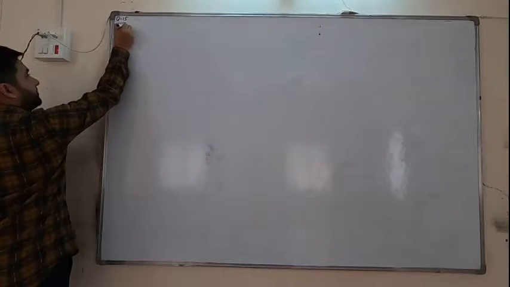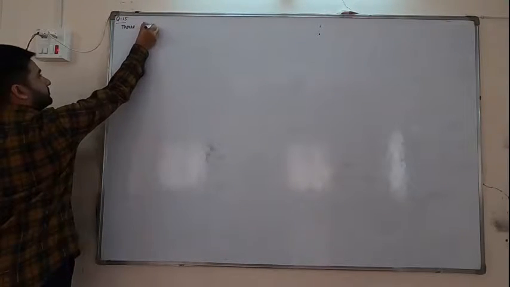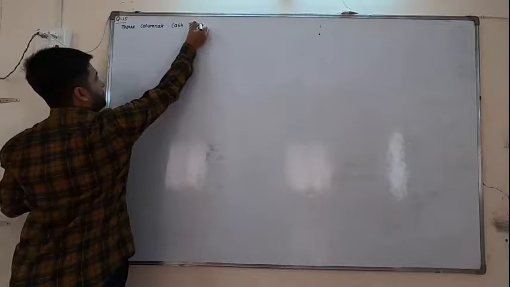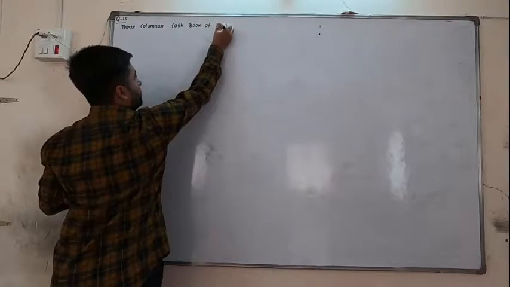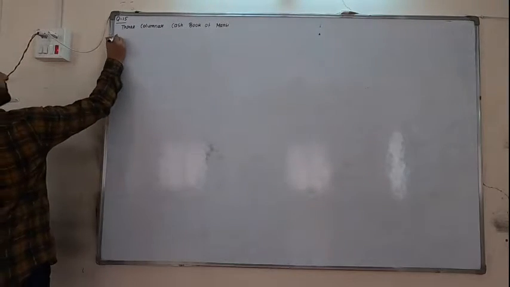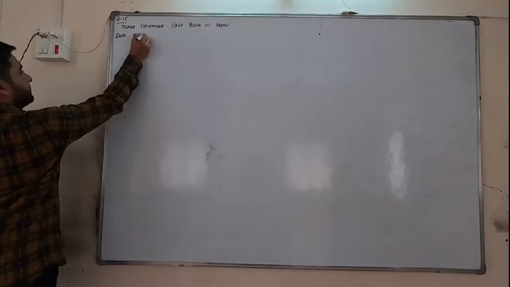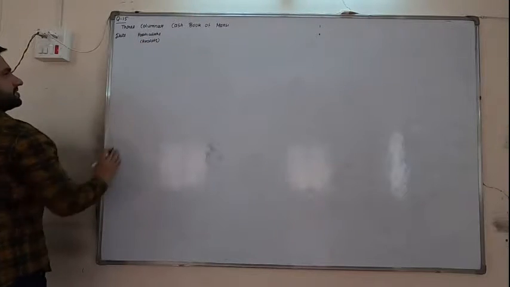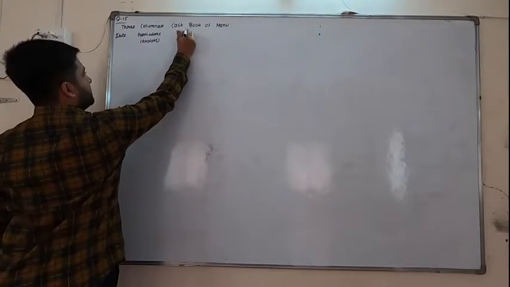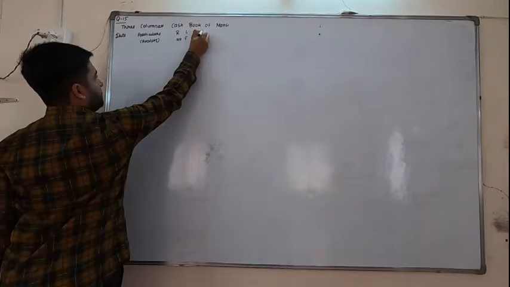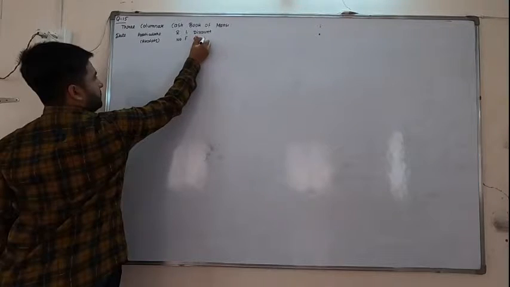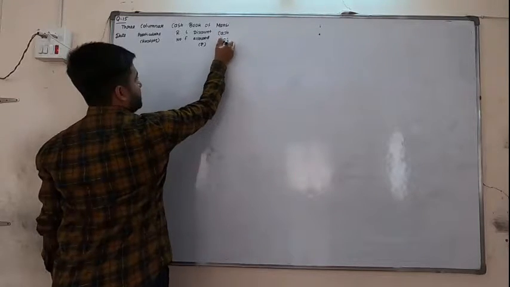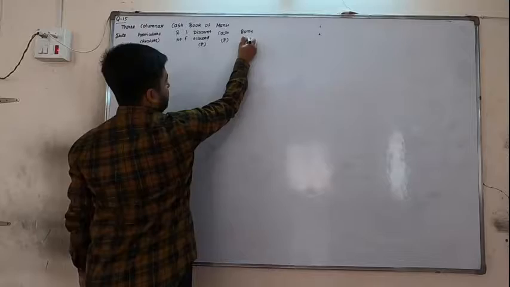Question number 15. Three columnar cash book of months. Date. Particulars, here as receipts, receipt number, LF, discount allowed in rupees, cash in rupees, bank in rupees.